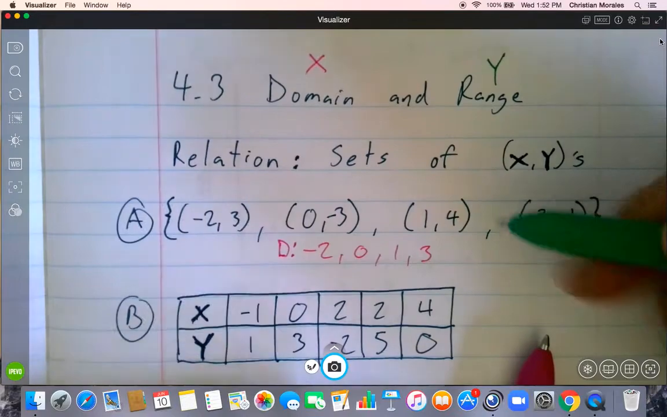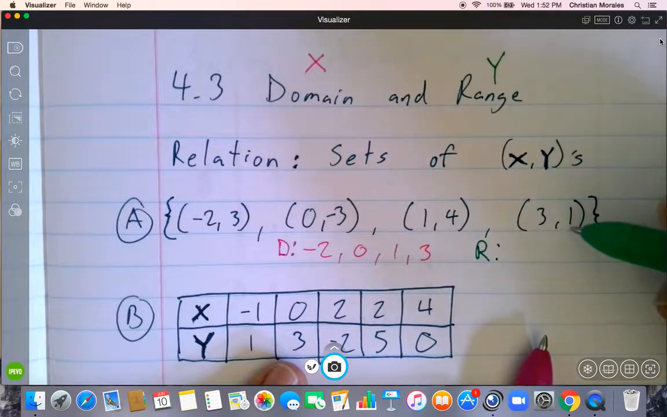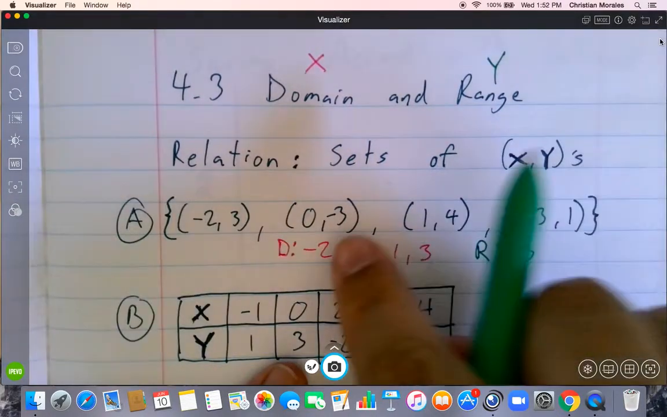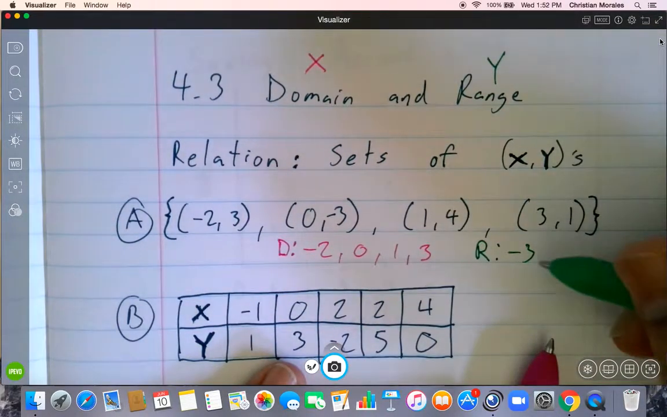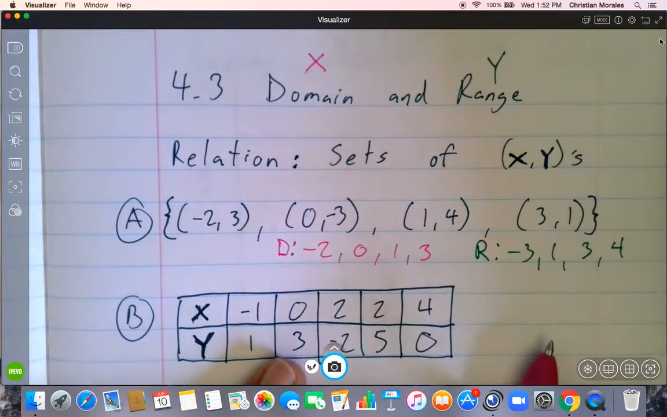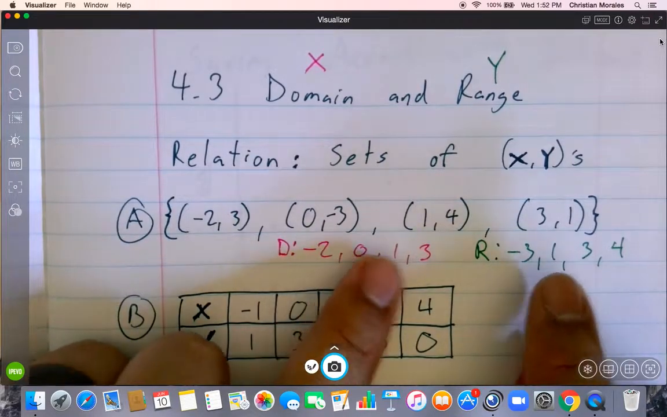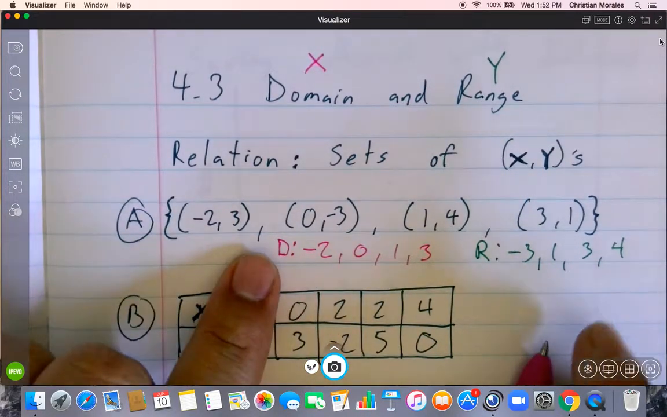The range would be -3. That's the first one I see. Then 1, then 3, and then 4. Generally, they like to put them in order, which is why I put the negatives first and work my way up. But guys, that's domain and range.